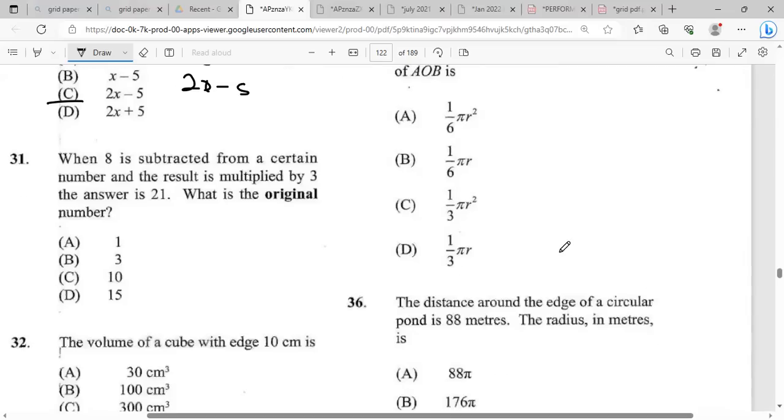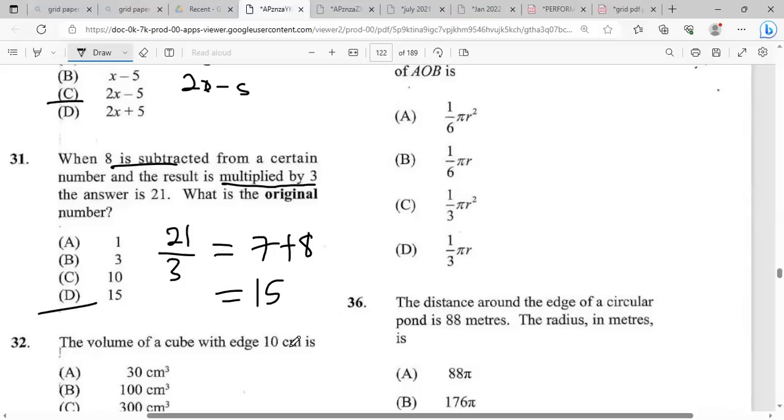All right, when 8 is subtracted from a certain number, the result is multiplied by 3. The answer is 21. What's the original number? So we do the inverse. So we multiply it by 3. So what's the inverse of multiplication? That is division. So we divide by 3, which leaves us with 7. They say we subtract 8, so the inverse of subtract is add, which gives us 15.